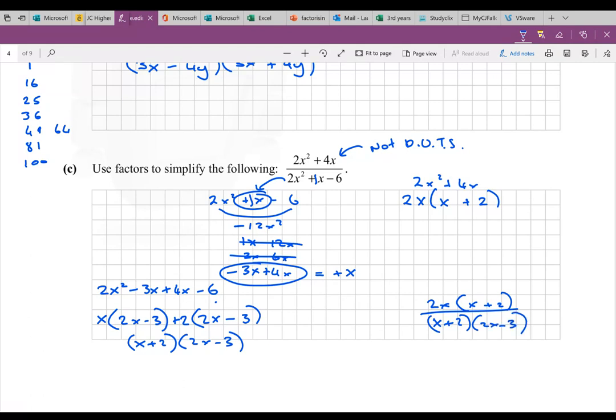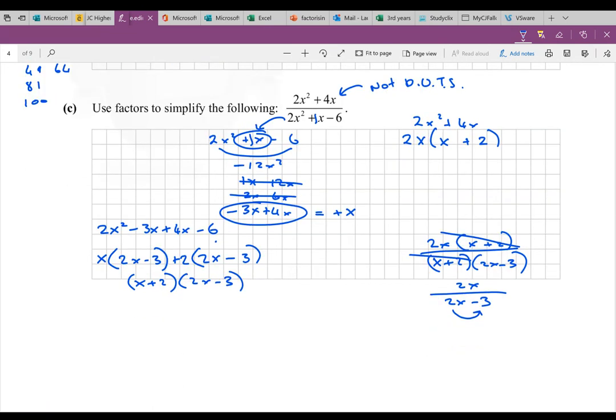And I can only cancel things that are identical. So I've got an x plus 2 on the top line and on the bottom, leaving 2x over 2x minus 3. And remember, on the bottom, this 2x is connected to that 3, so I can't do any cancelling here, because I don't have a 2x separate in its own bracket.